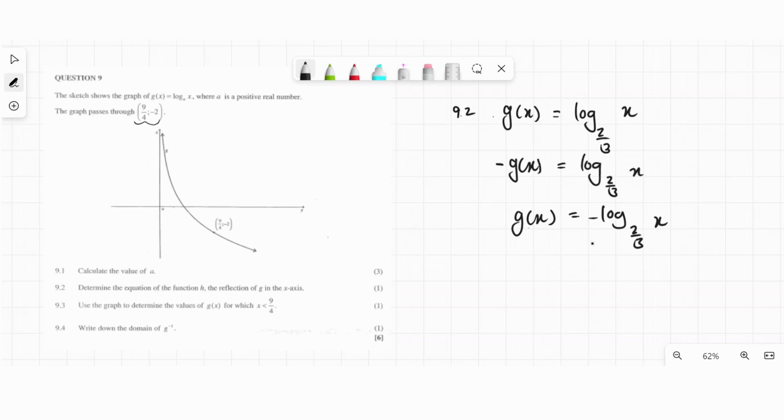So we know the fact that our function is h. So therefore, h of x is equal to negative log 2/3 x. And that would be your final solution.